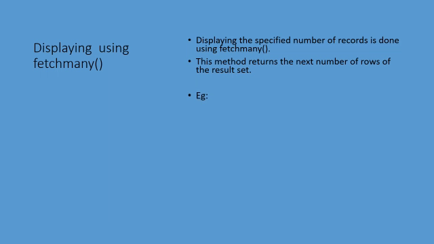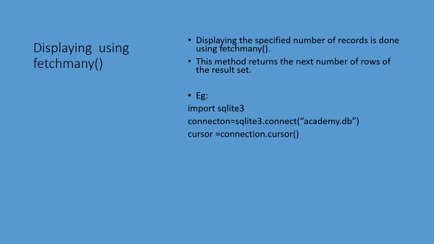Displaying the specified number of records is done using fetchmany. How many records you want to display can be given within fetchmany. This method returns the next number of rows of the result set. Already some data are there, so now it will display the next rows. The number of rows you want to display, that many you can give.